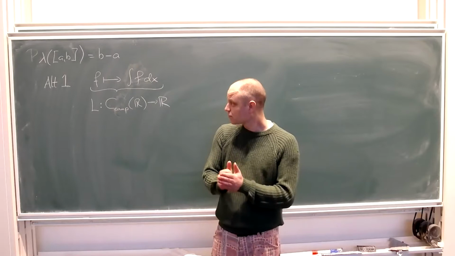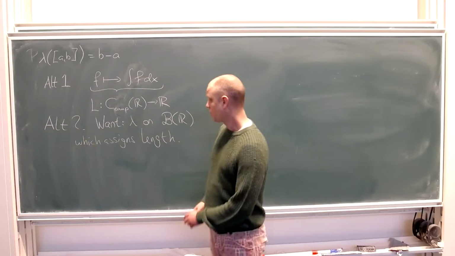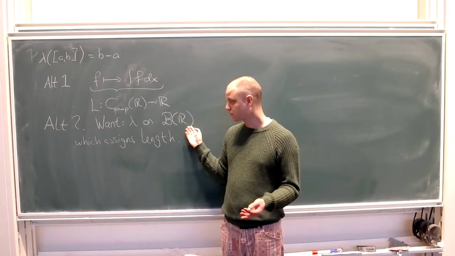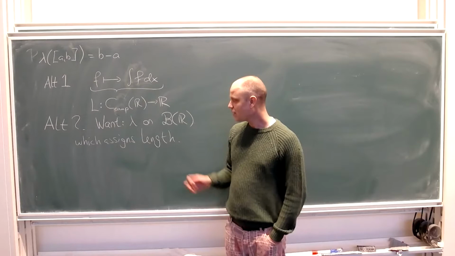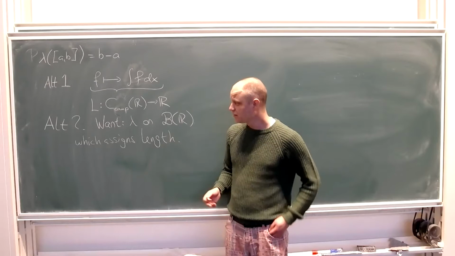Okay, so that was functional analysis. Now let's do measure theory. What we're after is something we're going to call lambda, which is then a function on B of R, the Borel sigma algebra, which assigns length, whatever that means. An interval should be given B minus A. That's the only thing we want, and some consistency rules. Okay, this is a small order, but the road to get there is long. So we cannot do this just like that. What we're going to do instead is introduce another object.